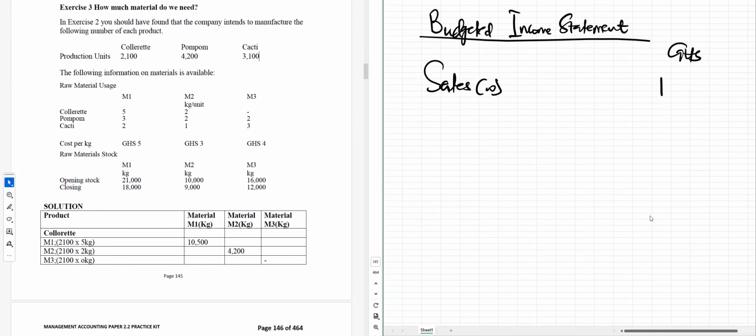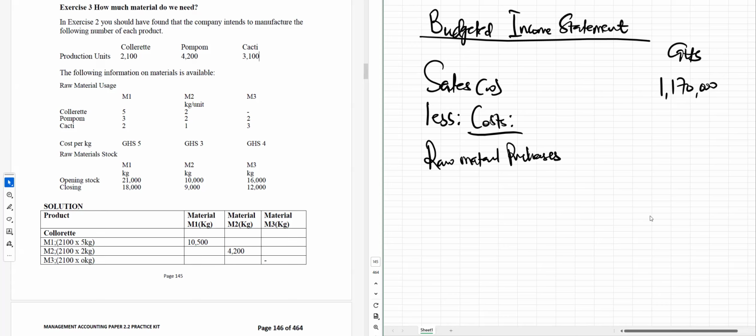So you see how we do it. Our sales was what? 1,170,000. Then we less what? We less our cost, right? So we have what? Raw material purchases. How much raw material did we purchase? Raw material purchases. We worked for it.